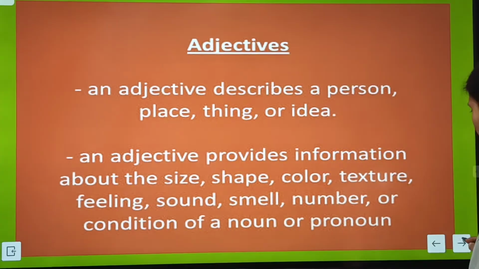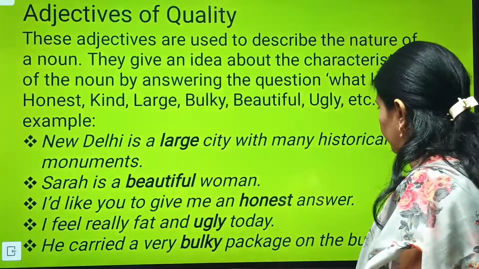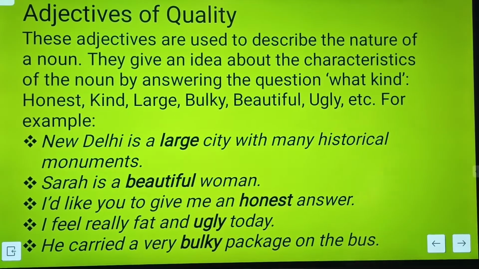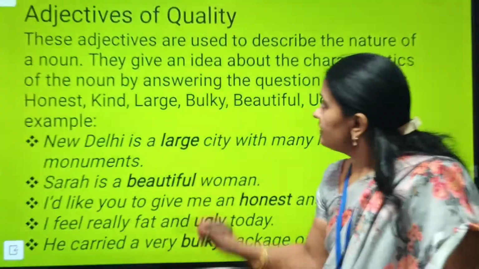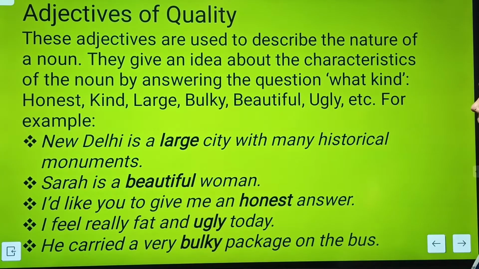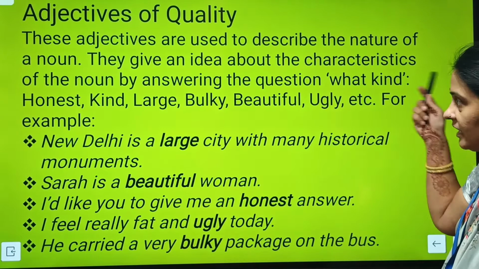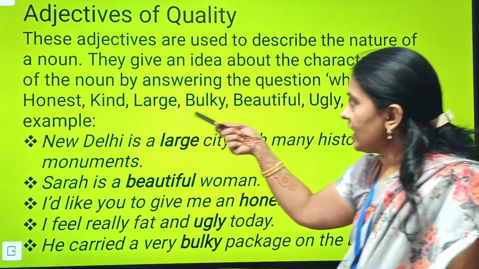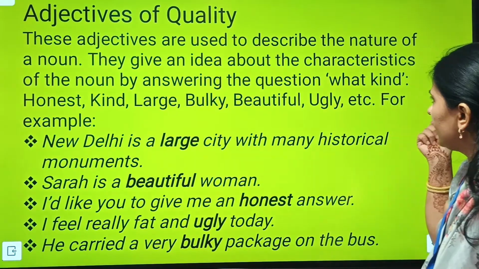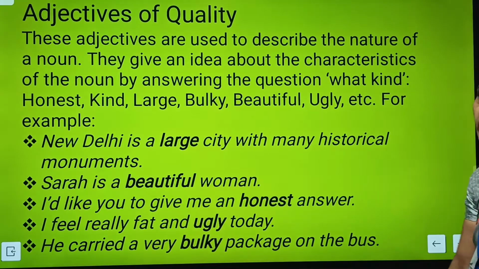Fine. Now, the next thing we will be discussing are the types of adjective which we have already discussed in our live class. First, adjective of quality. These adjectives are used to describe the nature of a noun. They give an idea about the characteristics of the noun by answering the question what kind, like honest, kind, large, bulky, beautiful, ugly, etc. For example, New Delhi is a large city with many historical monuments.